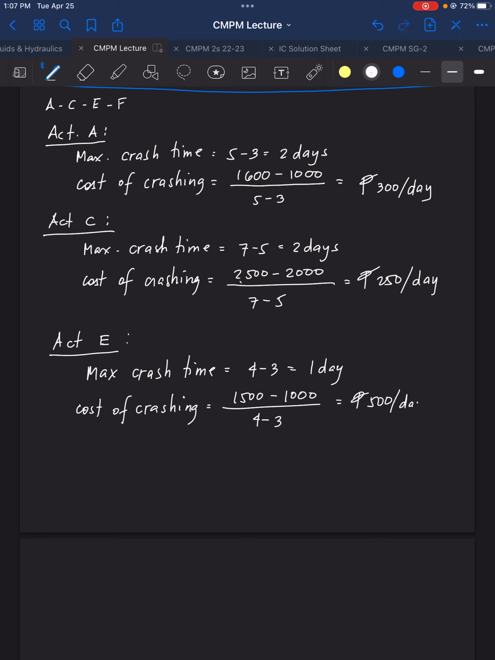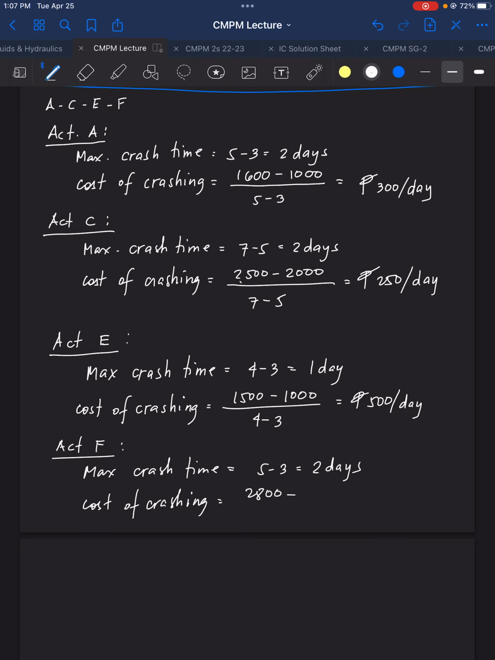Then for activity F, the maximum crash time is equal to 5 minus 3, and that is 2 days. And then the cost of crashing is equal to 2,800 minus 2,000 all over 5 minus 3. It is equal to 400 per day.